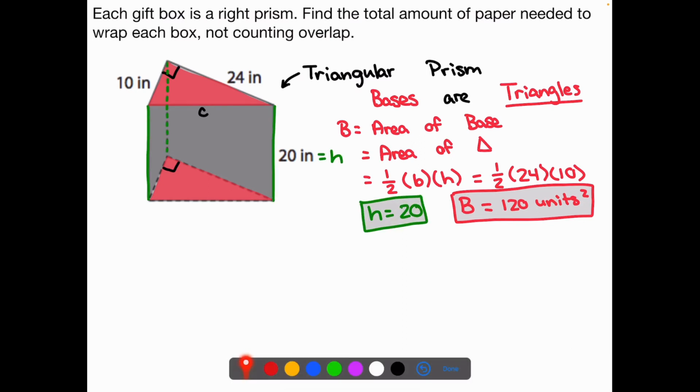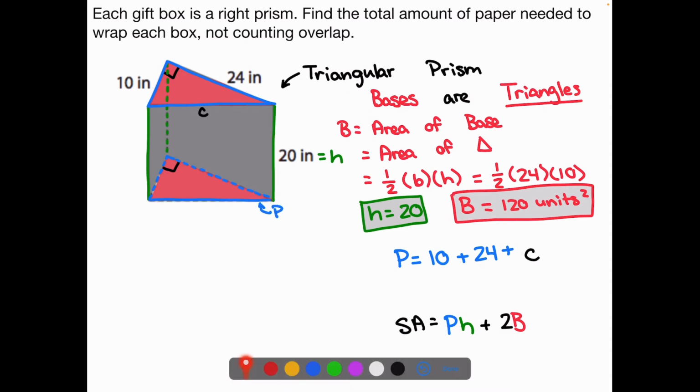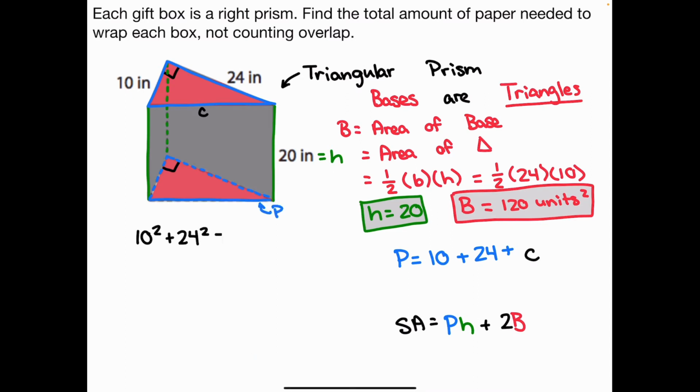The last thing that we need is P, the perimeter of our base. Well, looking at my base, I only have 2 sides. I have 10 and 24. So to find our third missing side, we need to use Pythagorean's theorem. Now this is a Pythagorean triple. This is a 10, 24, 26 triangle. But just to show you guys Pythagorean's theorem, let's go ahead and go through it.